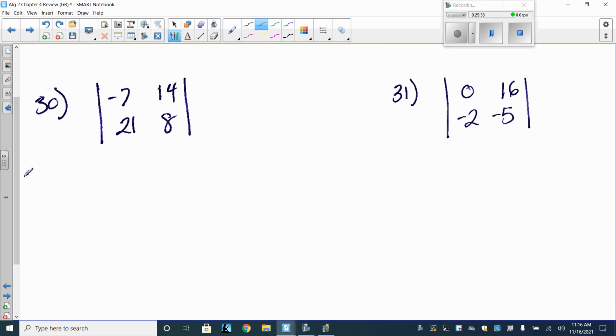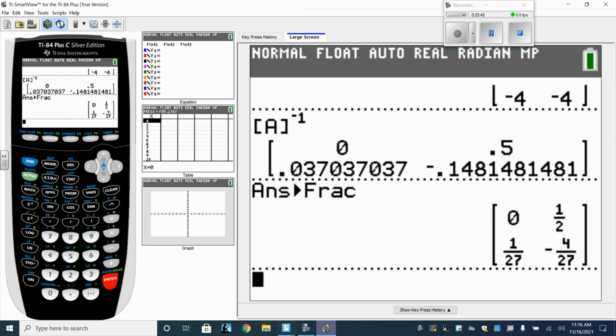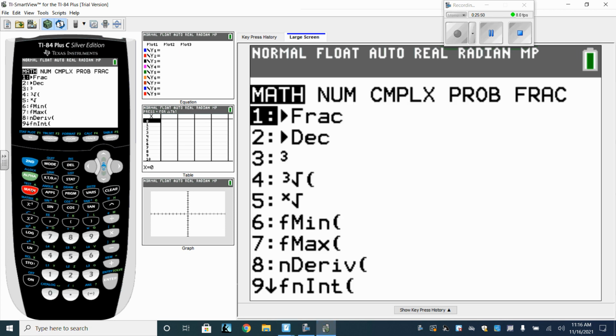So 30, 31, or 32, which one of those three determinants do we want to look at first? Because we want fractions, yes, so it is right there. We can hit 1 or enter, and it'll pull up fractions.